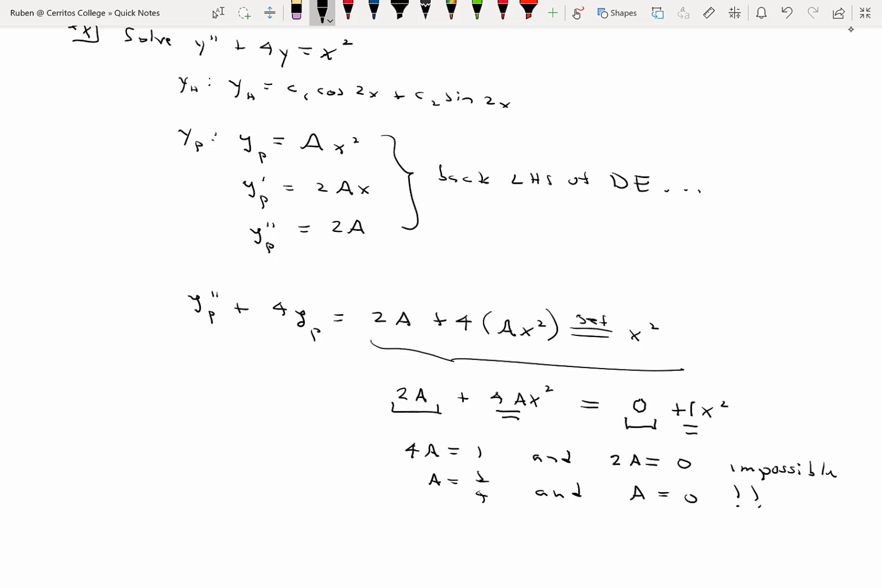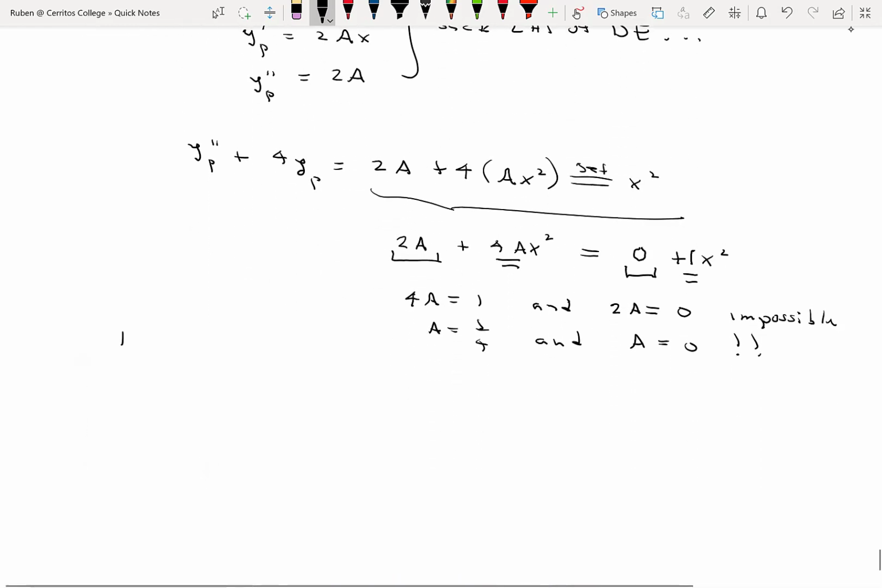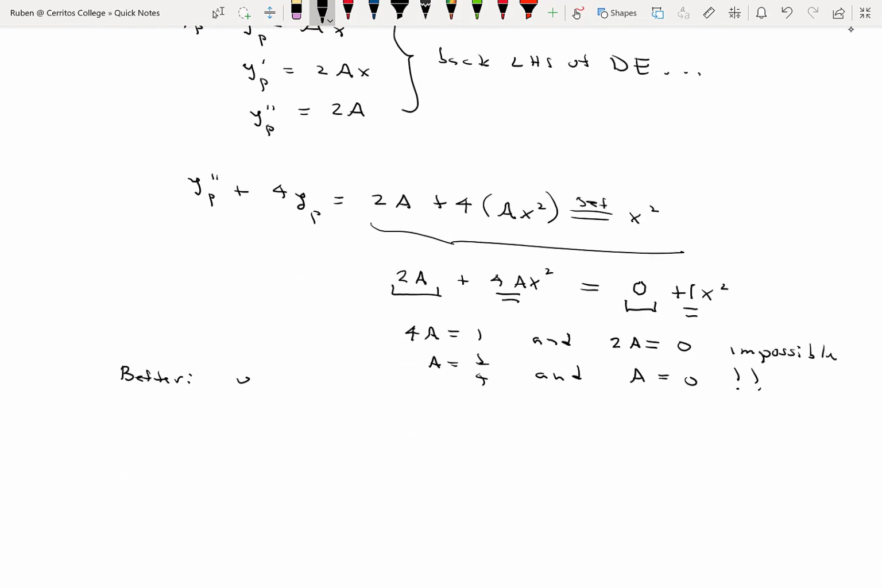Notice that when we substitute our particular solution into the differential equation and differentiate it twice, we get that 2a term. And that's where the problem was. So what we'll do to offset this is assume that y sub p does in fact have an ax squared term in it, but we'll also assume that it has every power beneath it also in the particular solution.